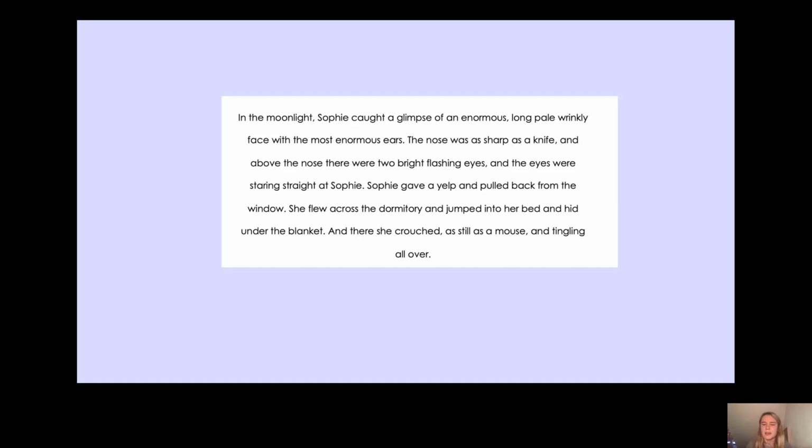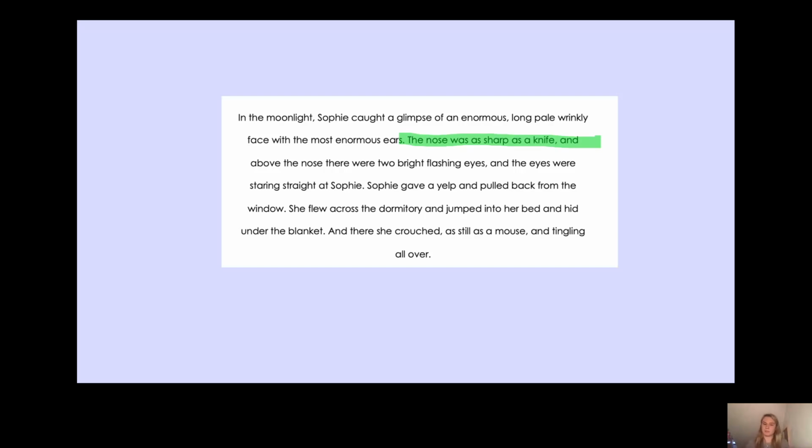Okay, now it says the nose was as sharp as a knife. Here, as sharp as a knife. So we are saying that the nose is sharp of the person that Sophie has met. And we are also thinking, well, a knife is also very sharp. So if the nose is sharp and a knife is sharp, we can compare these two things, can't we? Using a simile. So we can say the nose was as sharp as a knife. So there's our first simile in this character description.